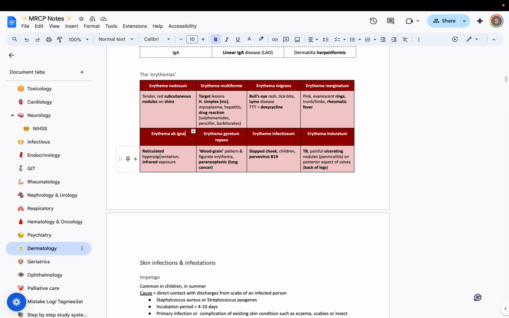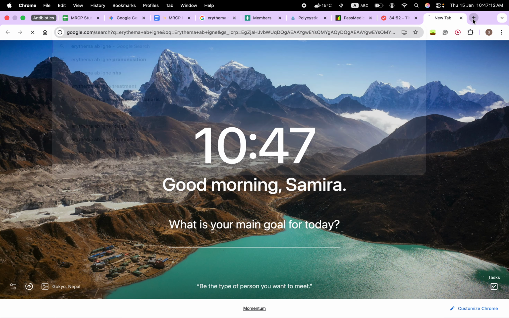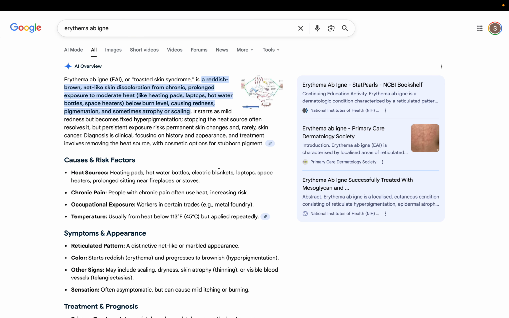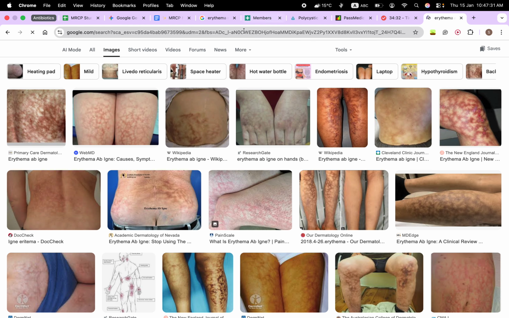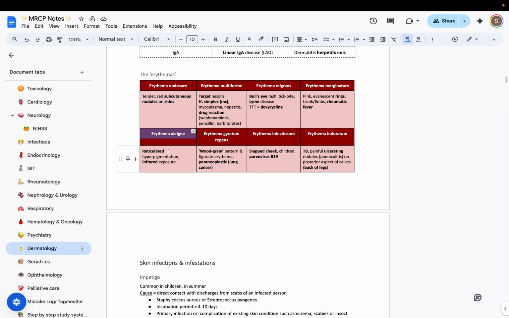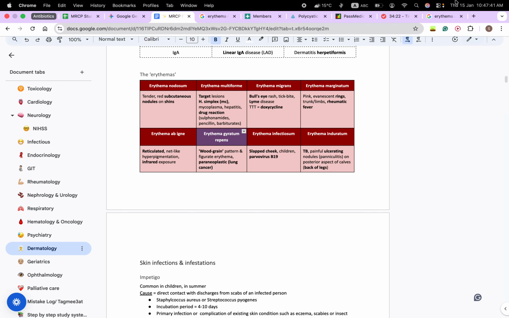It's a reticulated hyperpigmentation caused by infrared exposure. So exposure to heat. There was a patient who was a hypothyroid patient, and also another patient who used a lot of heating pads for pain. So these are the people who will be affected by this. It has a net-like or marbled appearance. Yeah, that's how it looks like. Reticulated. Net-like. Marbled appearance.